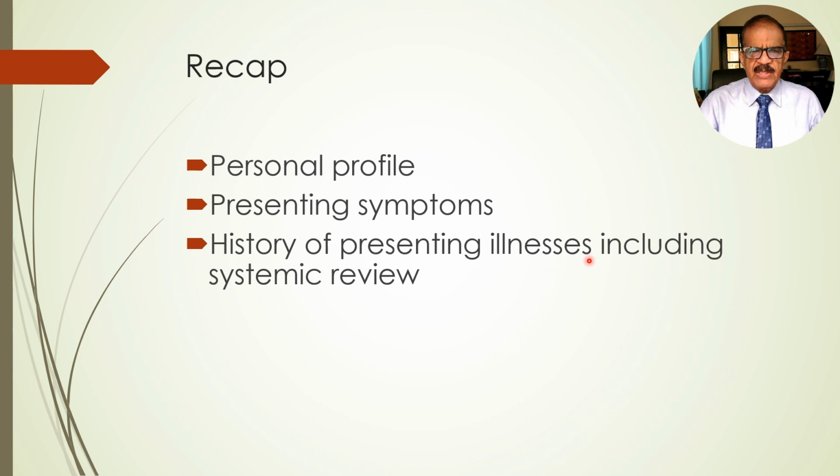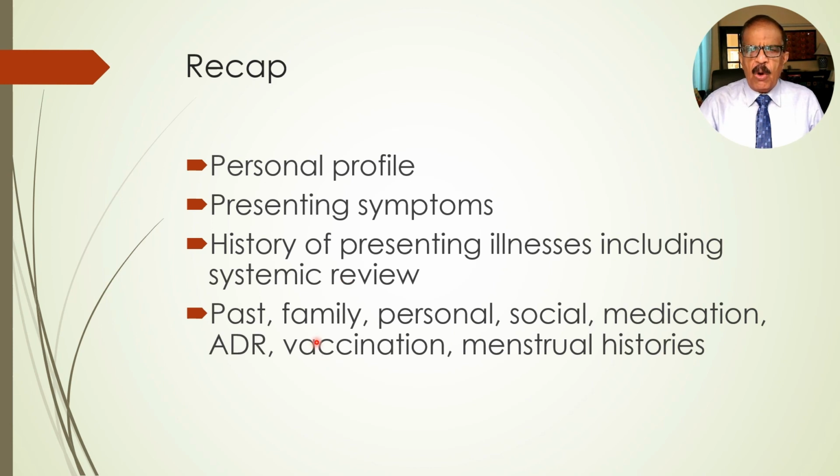The history of presenting illness, including systemic review, is actually an elaboration on presenting symptoms one by one in the form of paragraphs, and at the end in the systemic review you say that everything else is okay, the patient does not have any additional symptoms. Then all types of histories like past history, family history, personal history, social history, history of medication, adverse drug reactions, vaccination, menstrual histories, or any other history which could be medically relevant.